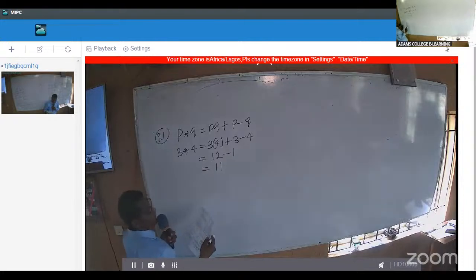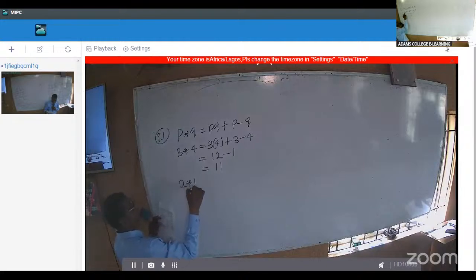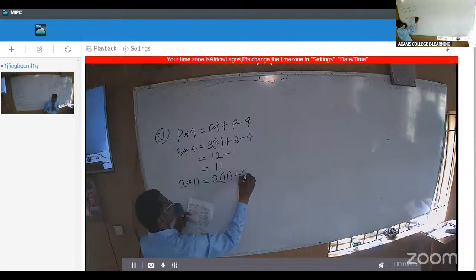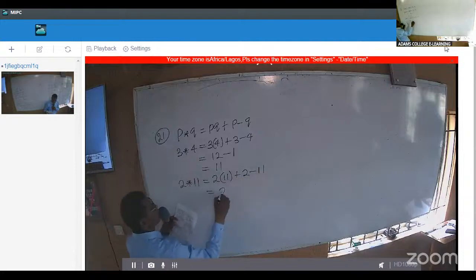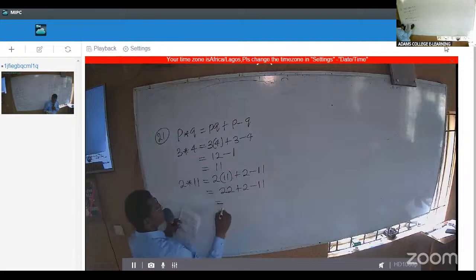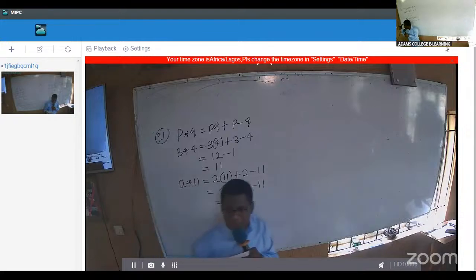You now go and find. Some people went to pick A. You are wrong. Go. Now go and find 2 asterisk 11. P will now be 2. Q will now be 11. So I have 3 into 11 plus 2 minus 11. That's 22 plus 2 minus 11. Is that 13? Who got 13? Raise your hand. But now, you shouldn't be missing one like this, oh.